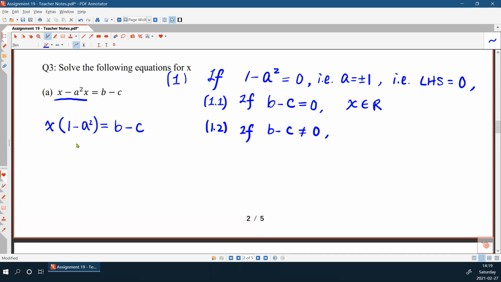So for example, a is 1. So left-hand side is 0, right? And how about b is 3 and c is 2? That means the original equation will become x times 0 equals 1, right? So there is no solution under this circumstance, right? Okay, so when the left-hand side is 0 and right-hand side is not 0, there is no solution. Do you understand?